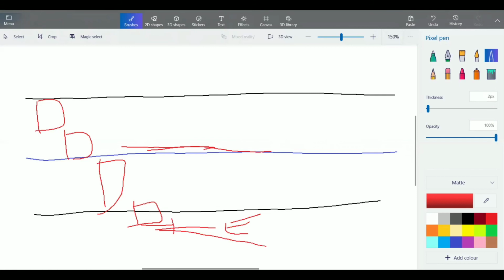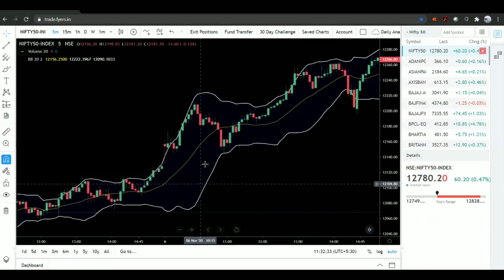Now for the buying side, it was going like this. Whenever it crosses the range high and breaks the upper band, and the next candle also breaks the high of the previous candle, then you have to buy. This is the second setup. Very simple. Now let's see it on the charts.